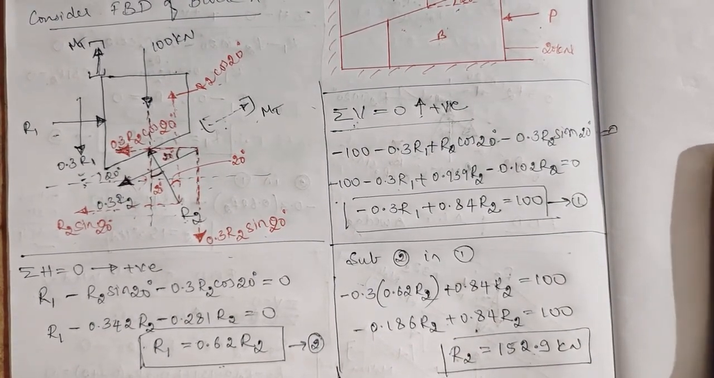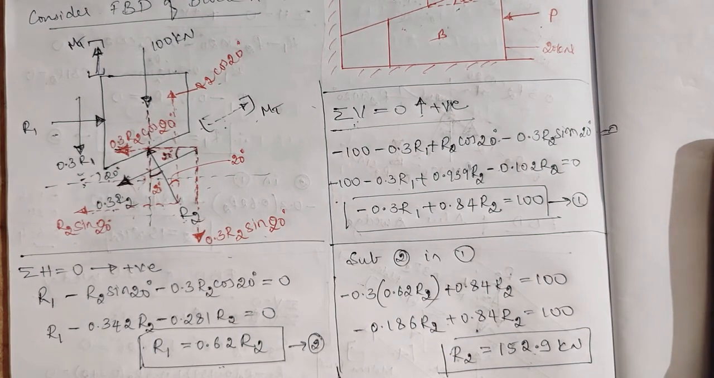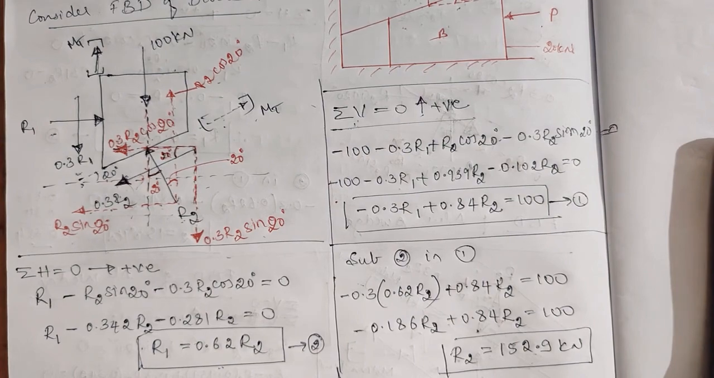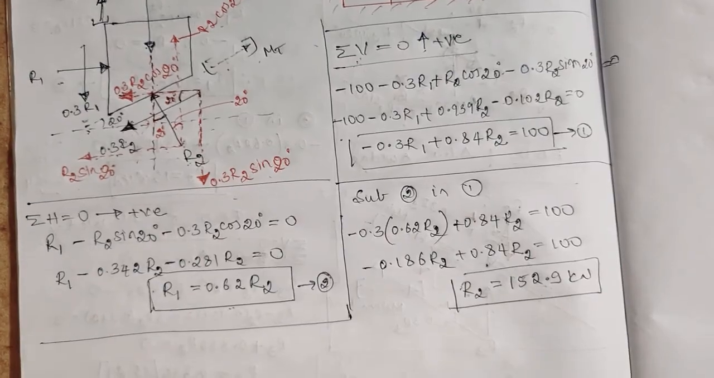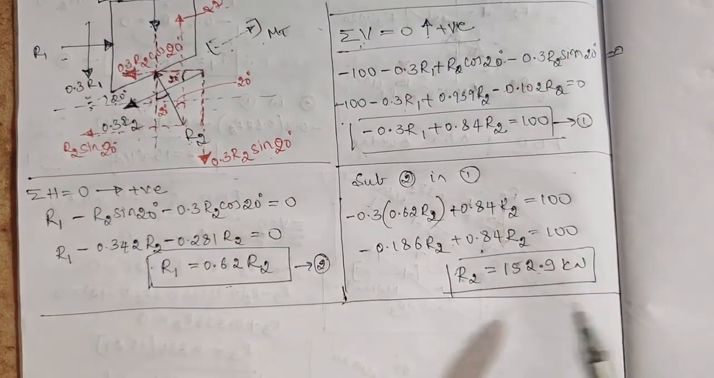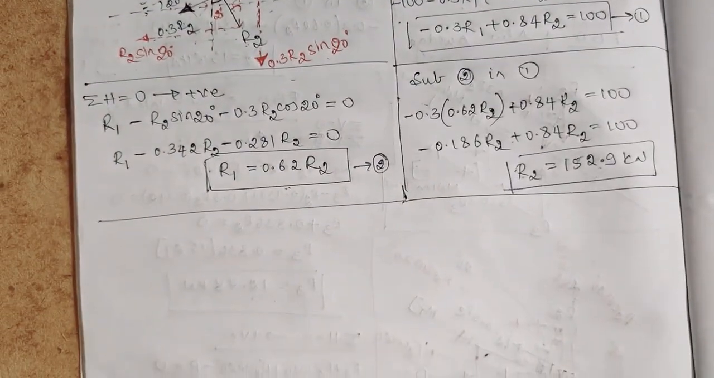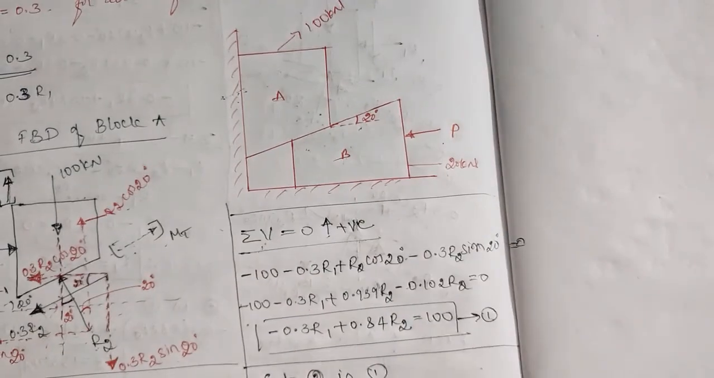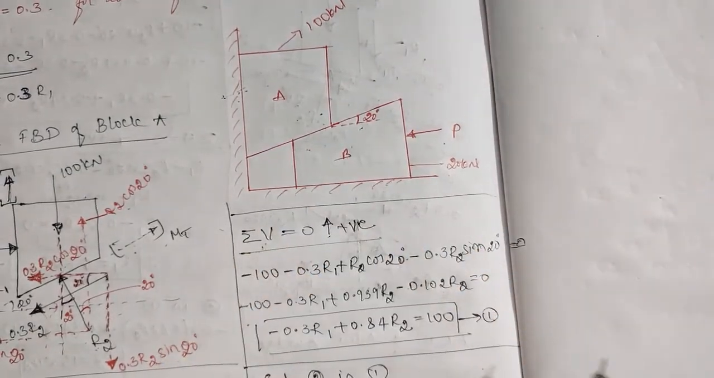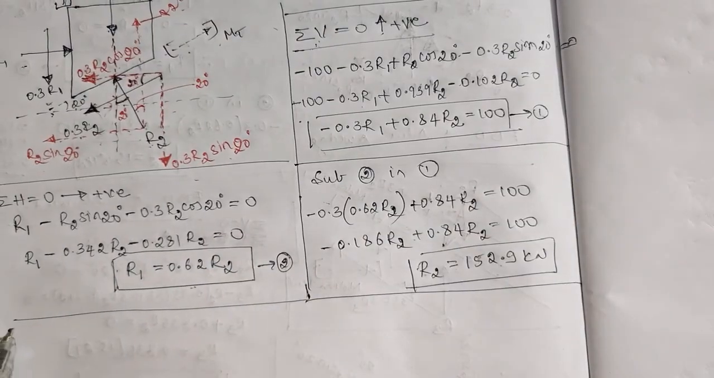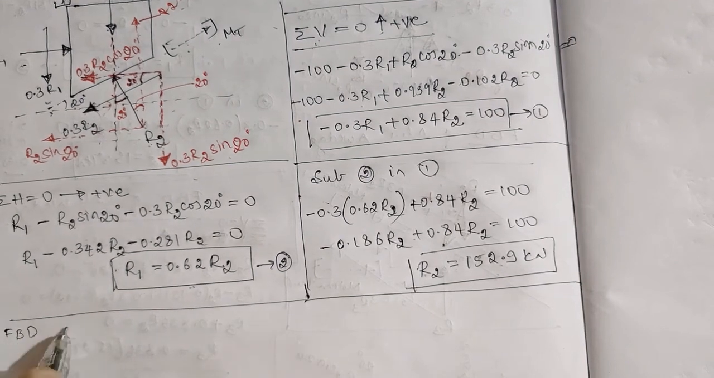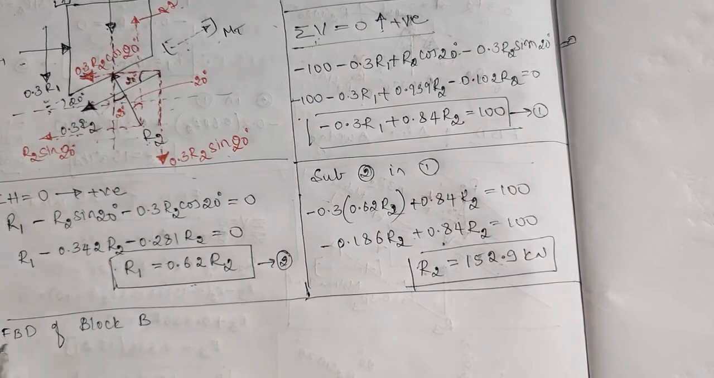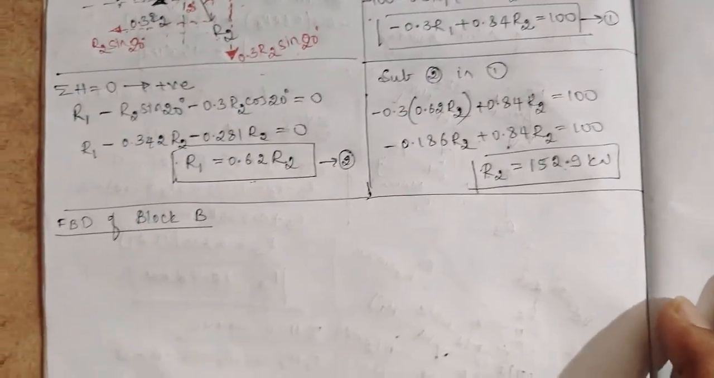So it is 152 kilonewton. So I got R2. Next step is I'll take the free body diagram of this section now. So take the free body diagram of block B.